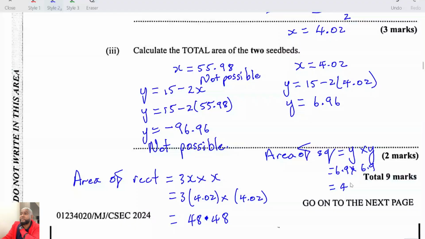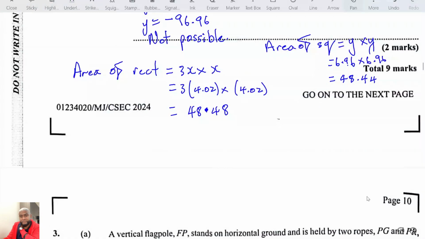Put 6.96. I want to put 6.96 multiplied by 6.96. And tell me what you get. 48.44. Right? So you see, it didn't differ by much. Okay? So these would be my areas for the square and the rectangle. Right? Remember, y was 6.96.